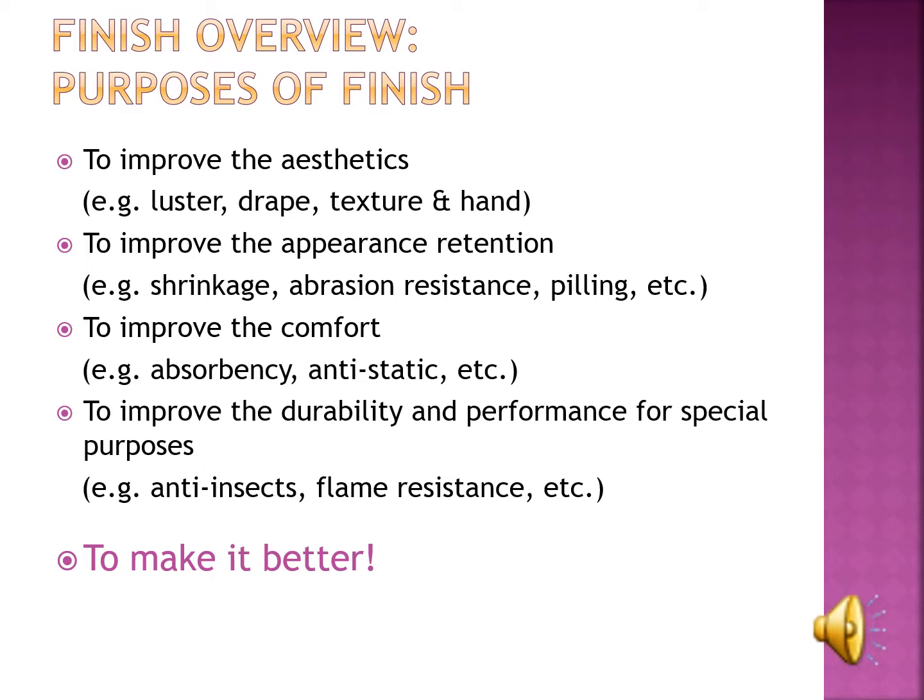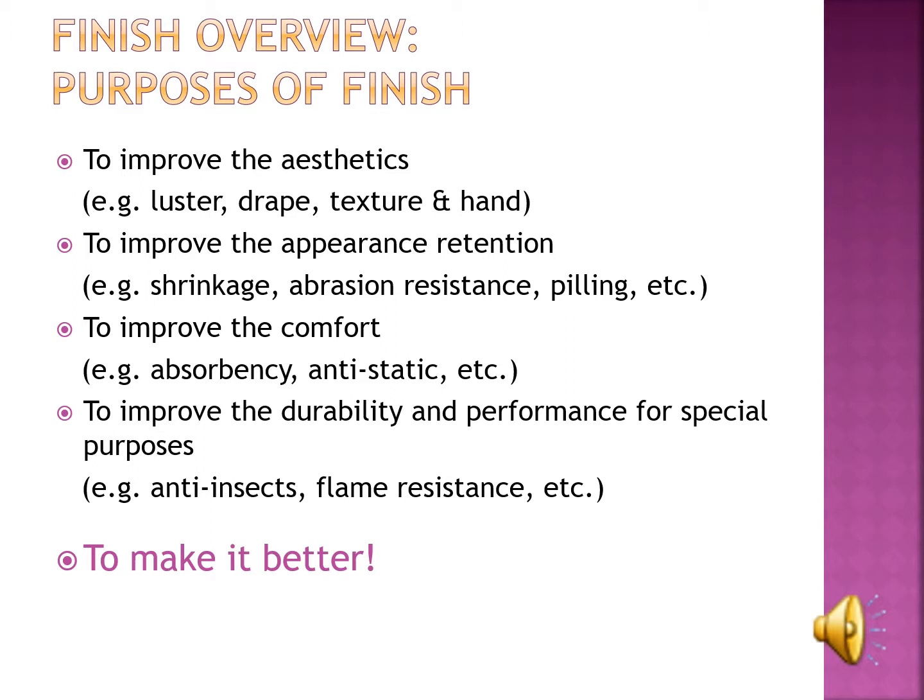So finishes are done to improve aesthetics, and they can be done to improve the luster. Perhaps, let's say you're using a cotton fabric that doesn't necessarily have a lot of luster. You can make it more lustrous by putting a finish on it. You can also affect the texture and the hand of fabrics. Finishes are done to improve appearance retention, to improve comfort and make them more absorbent. This last one here is sort of a biggie, to improve durability and performance for special purposes.